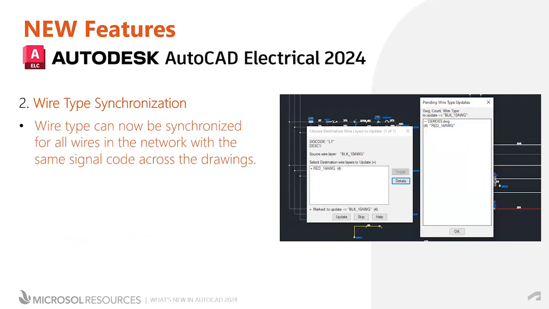We also have the wire type synchronization. So in the AutoCAD Electrical 2024 toolset, when the wire type is updated at the source arrow, all wires in the network are updated to the same wire type of the source. And new wire layers are created along with its properties if the destination drawing doesn't contain the wire type already.